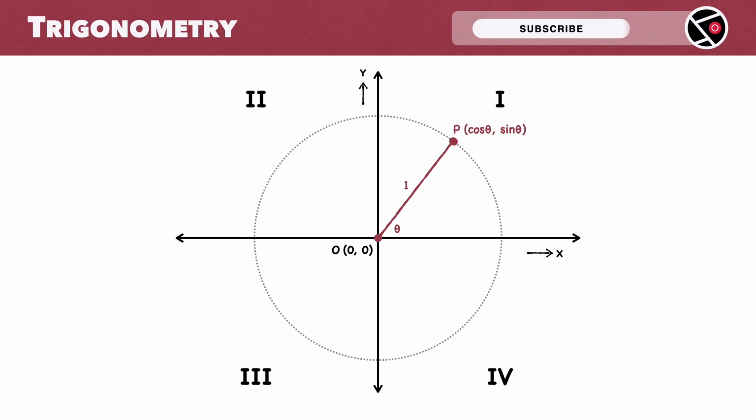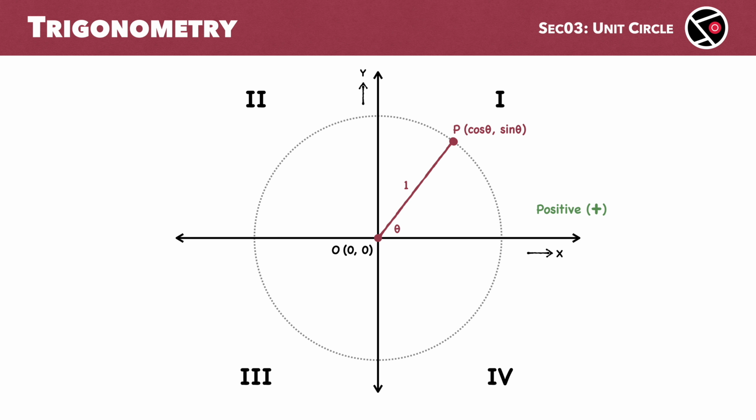Next, the coordinate lines. The x-axis is positive to the right of the origin and negative to the left. Similarly, the y-axis is positive above the origin and negative below it. Alright, now let's look at point P. OP is the line connecting P to the origin. The angle between OP and the positive x-axis is what we are calling theta. This angle will be positive.